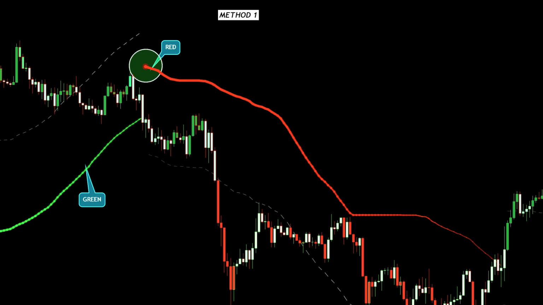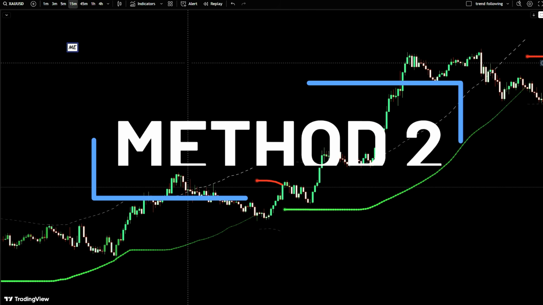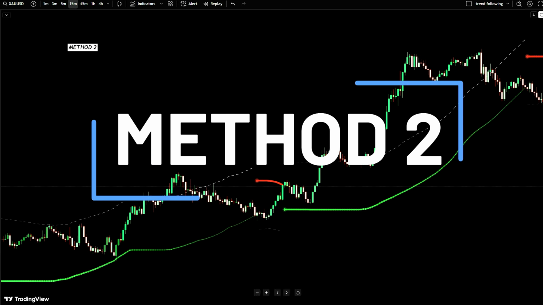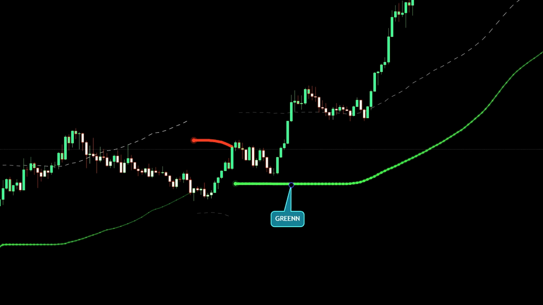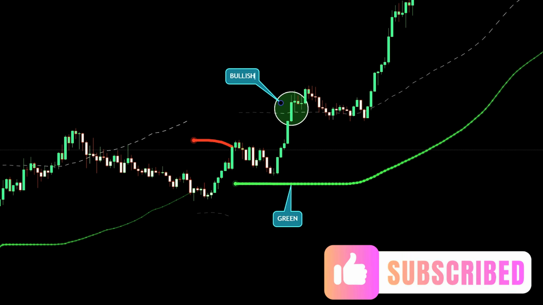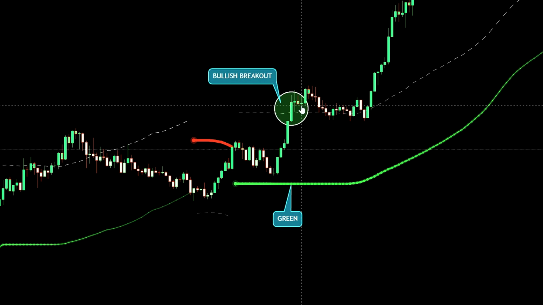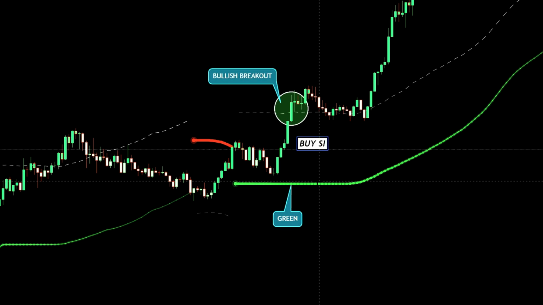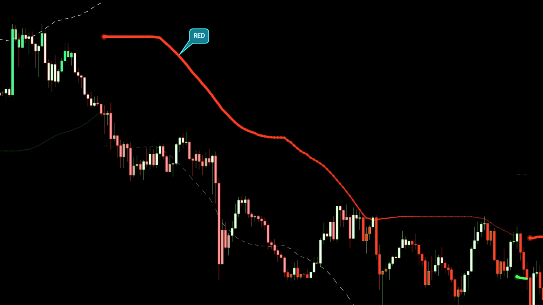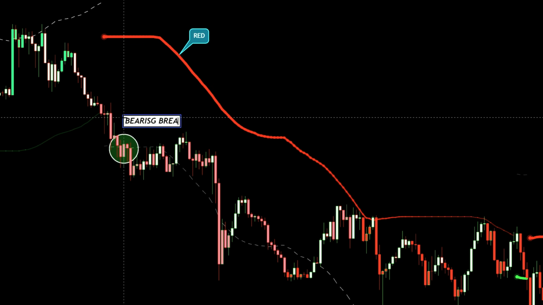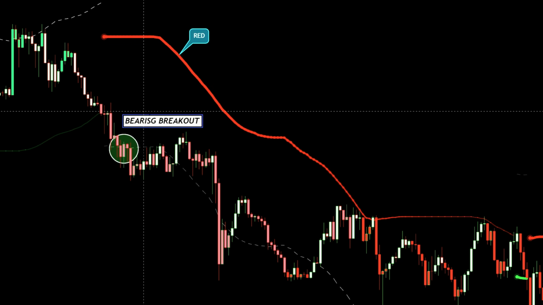The second way, which is my preferred approach, is looking for breakouts. Let's say we've got green trend wave bands on the chart. I'll then wait for the price to break and close above the dash line. For my analysis, that's a potential area of interest for a long position. On the flip side, if the bands are red, I'm watching for the price to break down and close below the lower dashed line.